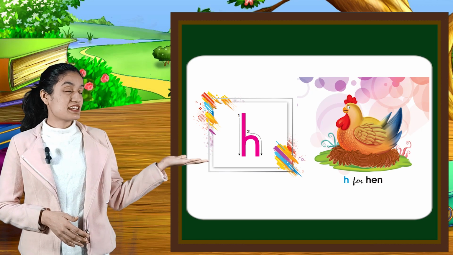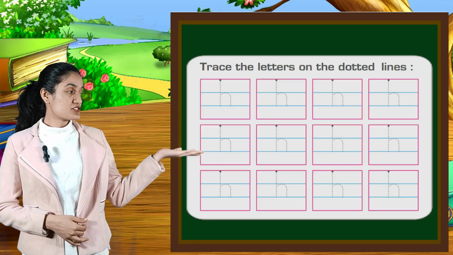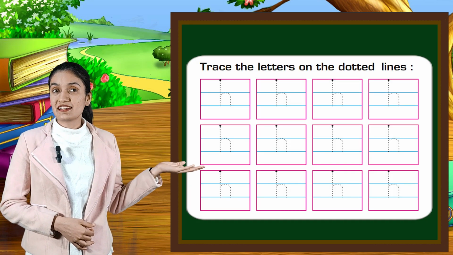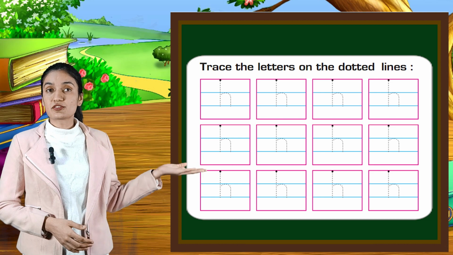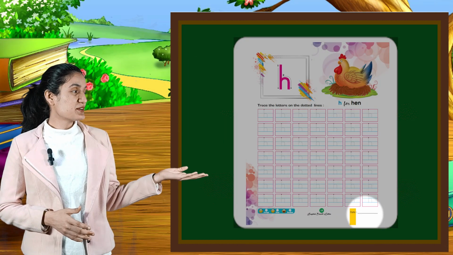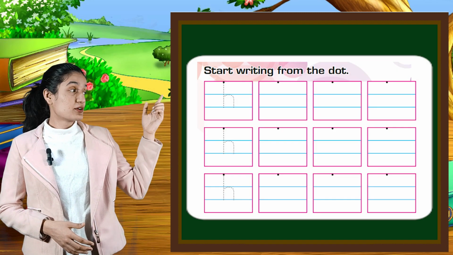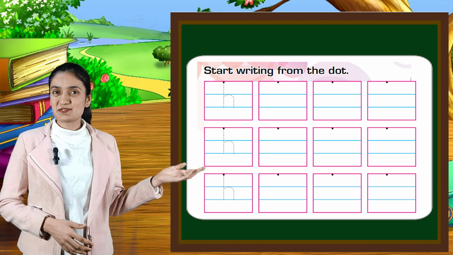Now write H. Can you see H? Yes, H for hen. Trace the letters on the dotted lines. So kids, dots को join करके H बनाइए and write the date in your notebook. After that, start writing from the dot. Dot से शुरू करके हमें H बनाना है.